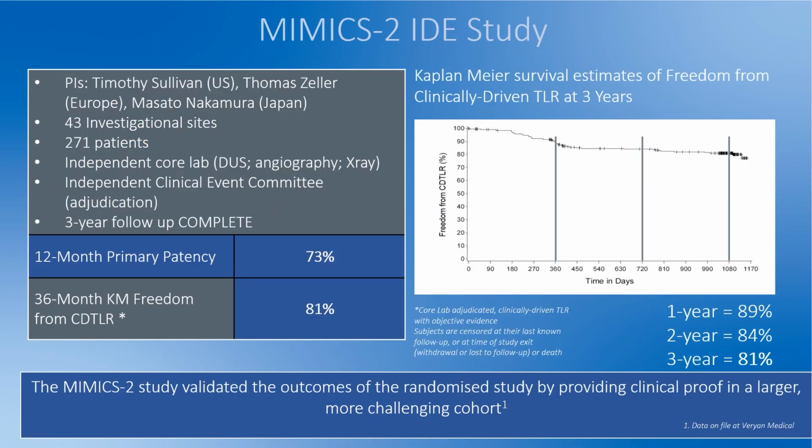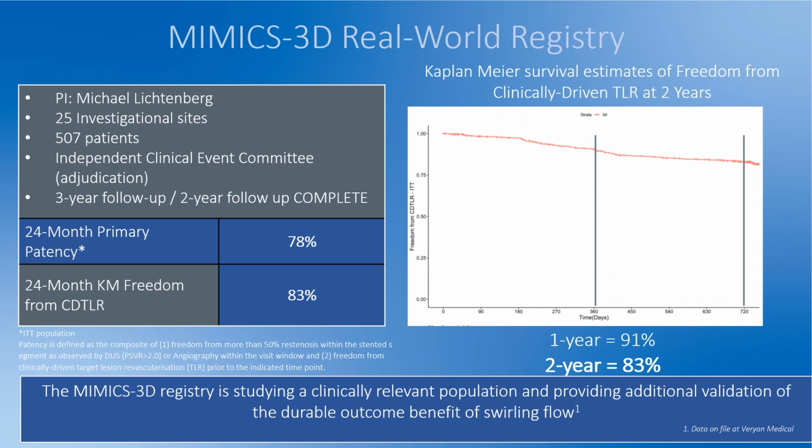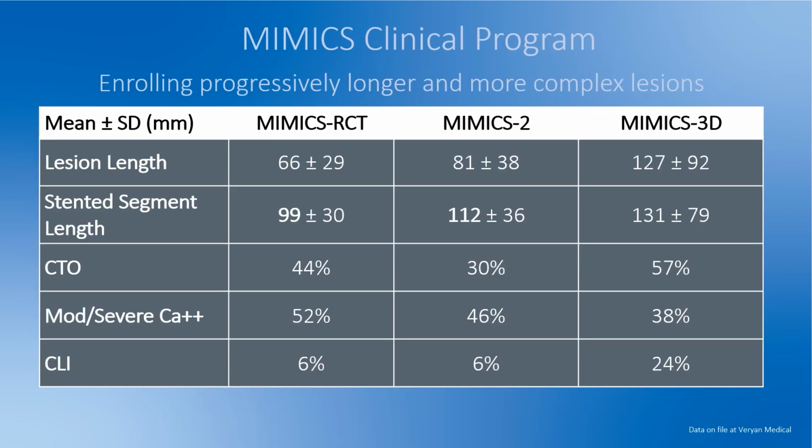The completed IDE study conducted across 3 continents showed a primary patency at 12 months of 73% and freedom from CD-TLR at 1, 2, and 3 years of 89, 84, and 81%. The Mimics 3D registry in a clinically relevant population shows freedom from CD-TLR at 1 and 2 years of 91 and 83%. Through time across these 3 clinical studies, lesion and stented length have increased, treated total occlusions have crept up to 57%, heavily calcified vessels have remained high, and 25% of patients in the real-world registry had CLI.